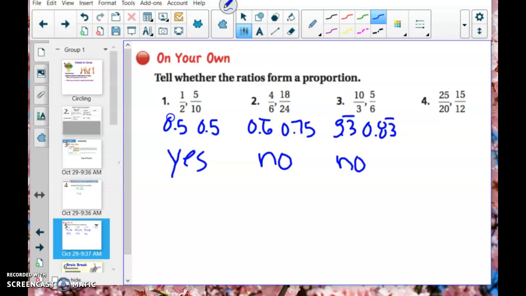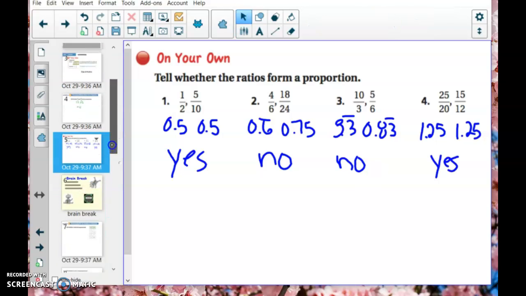And I could actually already tell on this one, because if you have a big number and a small number, and then you have a small number and a big number, I know that they're not going to equal each other, so I could have actually said no just by looking at that one. Last one, 25 divided by 20 is 1.25. 15 divided by 12 is also 1.25, so I would say yes, those are proportional to each other.